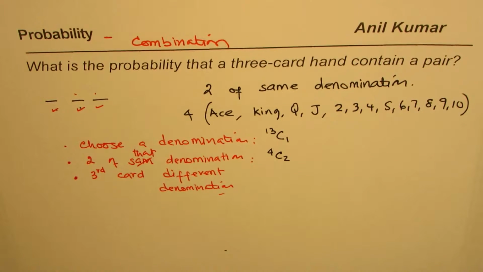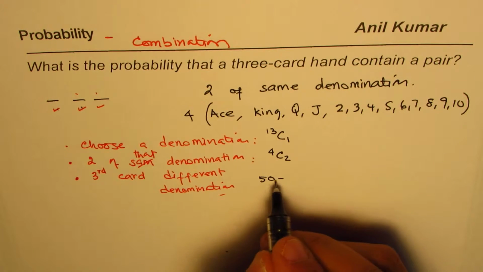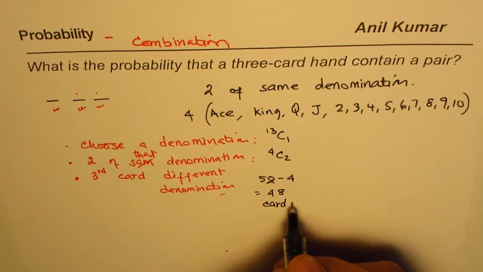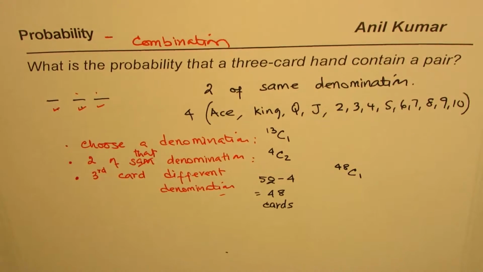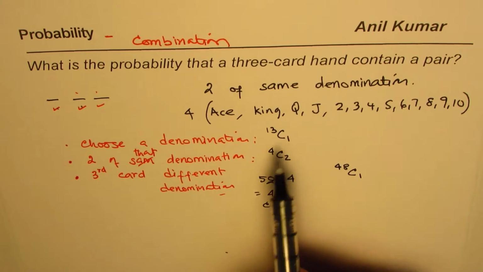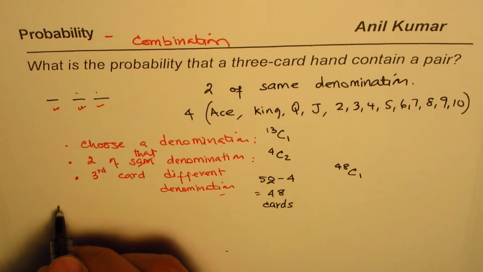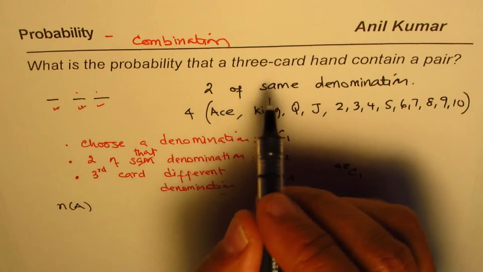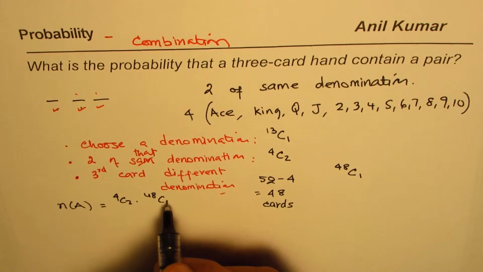So that means we have 52 cards in all, right? 52 take away 4, we are left with 48 cards. So it could be any one of these 48. So that is 48C1. Got it, right? So these are the total ways of getting a pair in a three-card hand, right? So the number of ways that the event A, which is getting a pair, is 4C2 times 48C1.